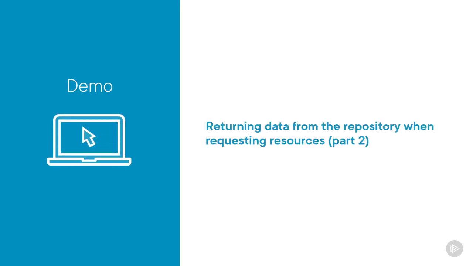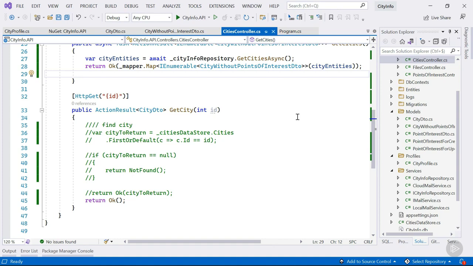In this demo, we'll continue with returning data from the repository when requesting resources. We're still looking at our cities controller. Let's implement the getCity action. And this is going to be a special one.